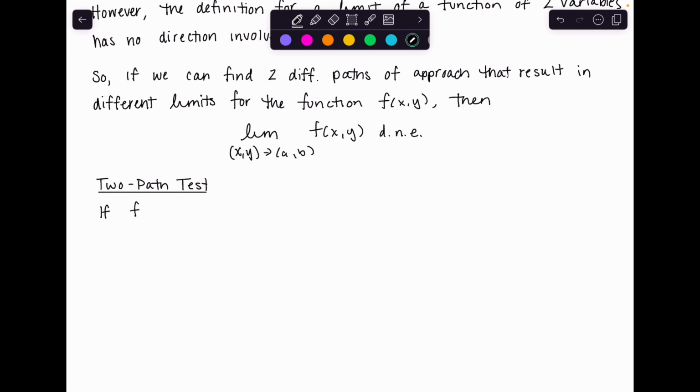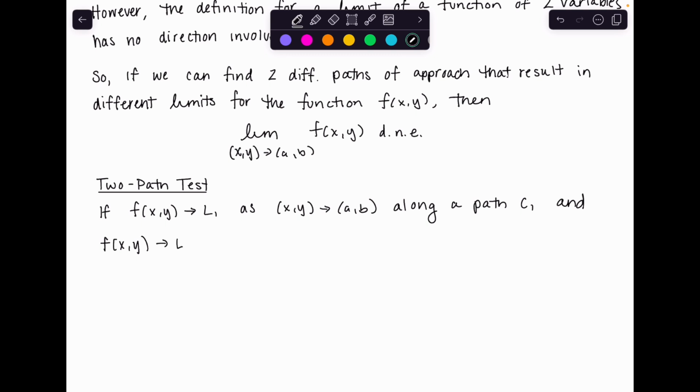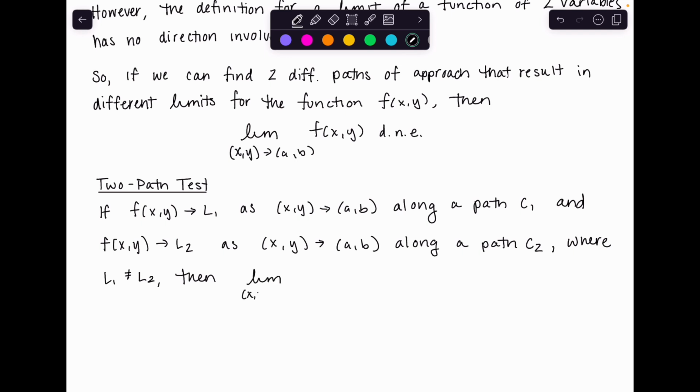So this states if f of xy approaches some value L1 as xy approaches AB along a path C1, and if this function approaches a different value as you let x and y approach AB along a different path, C2, where these limiting values are not the same, then you can say overall that this limit does not exist.